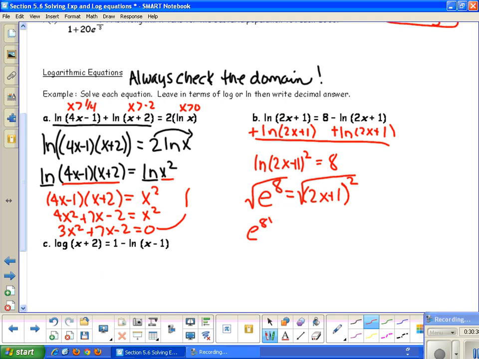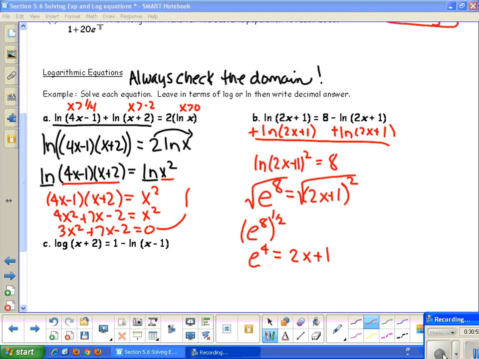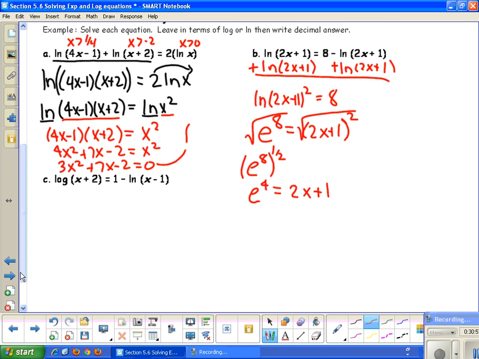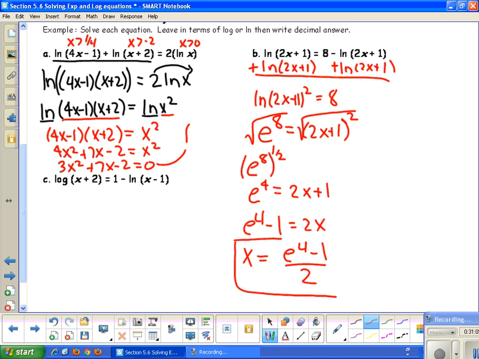And so that's like taking both sides to the 1/2 power. So this would be e to the 8th all to the 1/2. So that gives me e to the 4th is equal to 2x plus 1. So then I could go ahead and continue to solve this. I'm going to get e to the 4th minus 1 equals 2x. So divide both sides by 2. I get x is equal to (e to the 4th minus 1) over 2. So I want to see this part for your answer, and then you can find the decimal form.